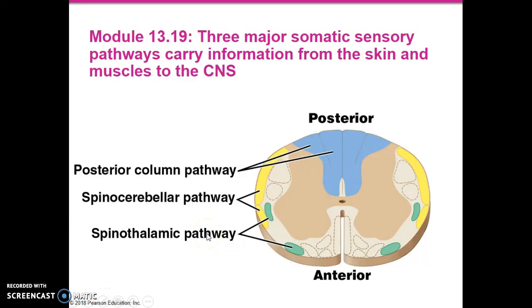This video will cover the last several modules in this chapter. Three major somatic sensory pathways carry information from the skin and muscles to the CNS, and you can see the posterior column pathway, the spinocerebellar pathway, and the spinothalamic pathway. And with the spinothalamic pathway, just notice there's an anterior and a lateral.